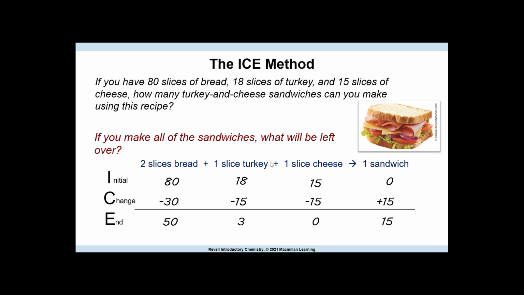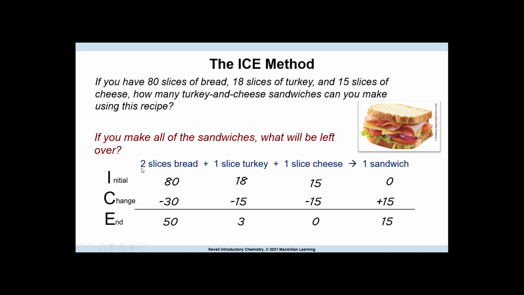Okay, so now we're going to look at the previous problem where we had the 80 slices of bread, 18 slices of turkey, and 15 slices of cheese. This means that we can make 15 sandwiches. Now, let's ask another question. If I make all the sandwiches, what is left over and how much after the sandwiches have been made? We're going to use this ICE method, and I stands for initial, and that's how much we have at the beginning before anything's occurred. So we begin with 80 slices.